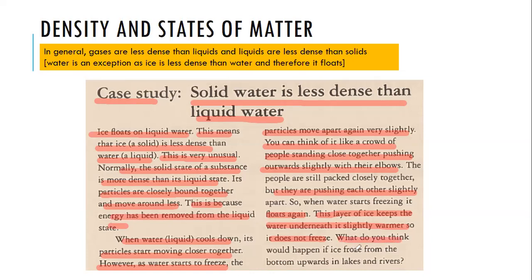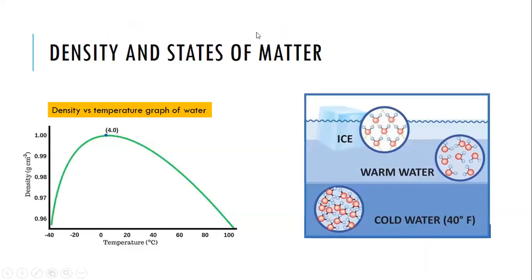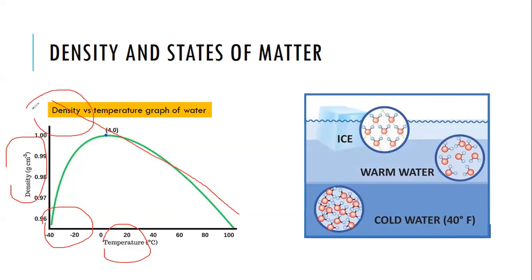What do you think would happen if the ice froze from the bottom upwards in lakes and rivers? It would kill everything. And there is an explanation here. This is the graph, density versus temperature. Normally the graph is supposed to look like this, like all other substances. If it is cold, solid, it's supposed to have the highest density.